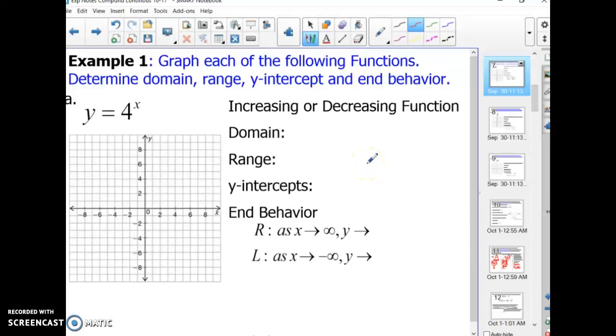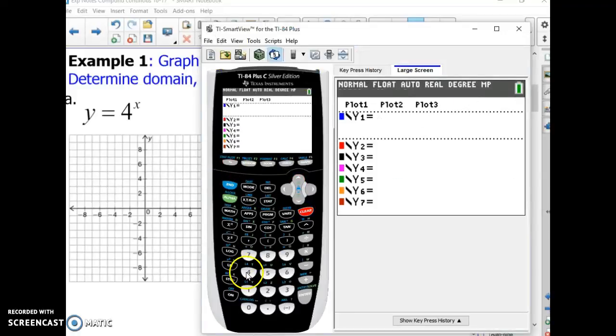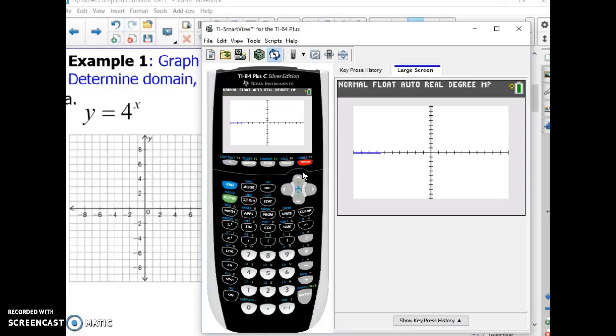Alright, so we're going to graph this, an increasing or a decreasing function. I can go to a graphing calculator and plug that in. So right here I have 4 raised to the x. Here's my graph. I know what that's going to look like right there.